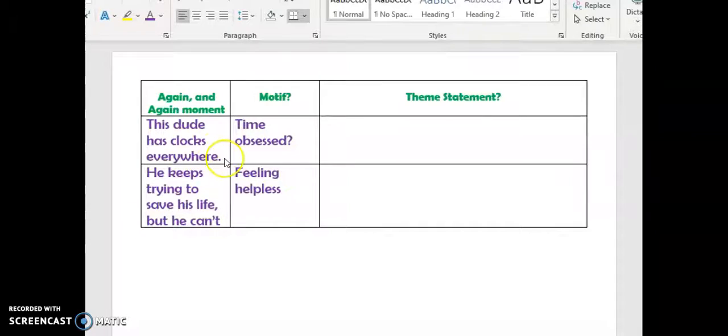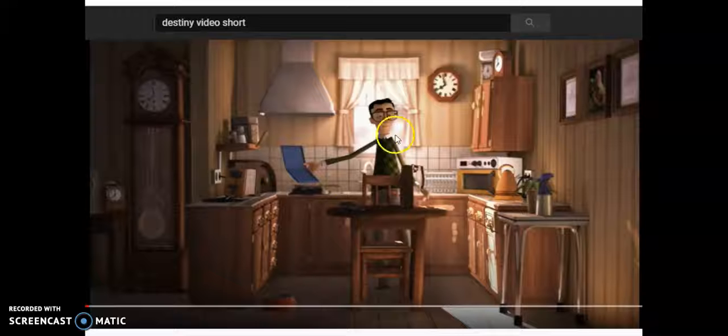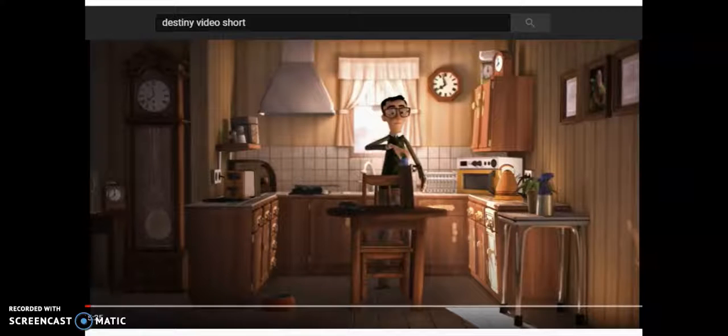All right, so I want to go back and think about these again and again moments, these motifs that we recognized as we were watching the film. First of all, this dude has clocks everywhere, and his life is super incredibly scheduled. For example, in this moment, he's holding out his briefcase, lunchbox, or something, and he knows exactly when his toast is going to pop into it so he can put it in his briefcase. He didn't even look. He had it completely figured out.